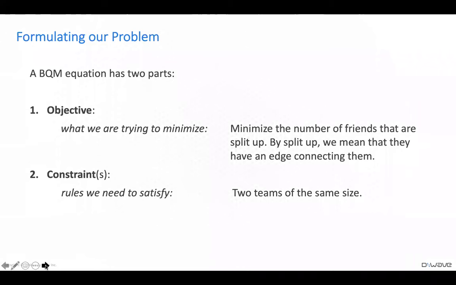But in this case, it's going to be minimize the number of friends that are split up. In other words, if they're on the same team, they don't have edges connecting them. But if they're on separate teams, they've got an edge connecting them. And we want to reduce down to as few of those connecting edges as we can. And the other constraint, well, actually the constraint that we want to satisfy is the teams should be the same size.